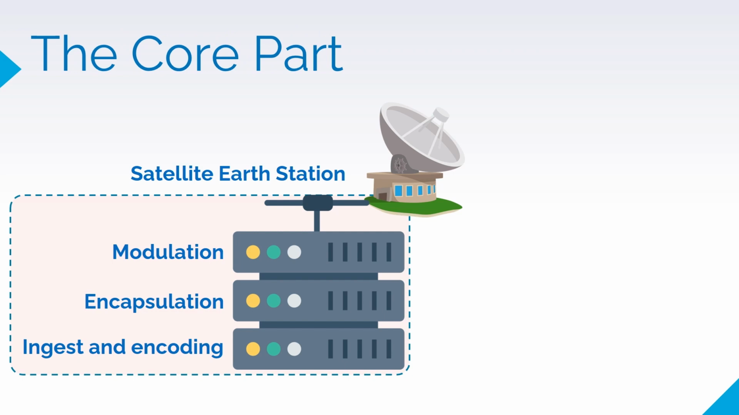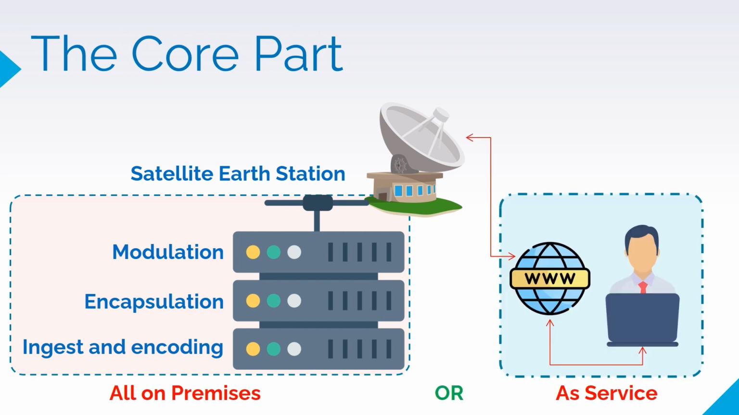Regarding the production of content in the core part, there are two available options. The first option involves installing the entire platform at the customer's facilities. In this case, the customer assumes responsibility for content preparation, insertion of content into the platform, encoding, encapsulation, modulation, and other tasks related to transmitting content to the satellite using the DVB-native IP protocol.